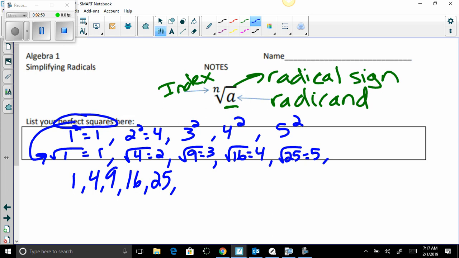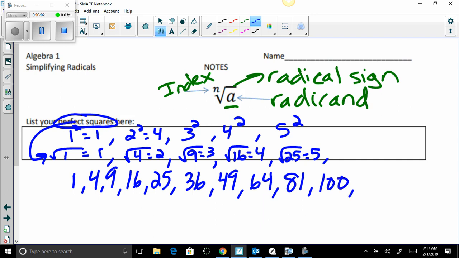After that, it'll be 6. 6 times 6 is 36. 7 times 7 is 49. 8 times 8 is 64. 9 times 9 is 81. 10 times 10 is 100. 11 times 11 is 121. 12 times 12 is 144. So that is where I am getting my perfect squares. These are all my perfect squares. And I'm going to need to know my perfect squares in order to reduce my radicals.